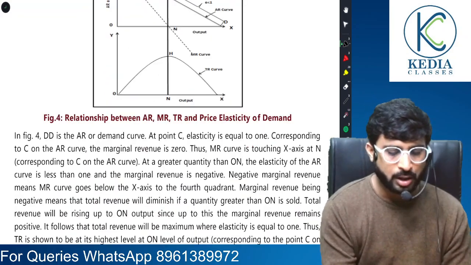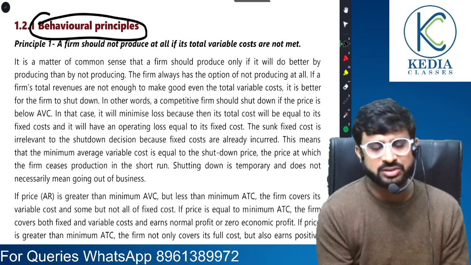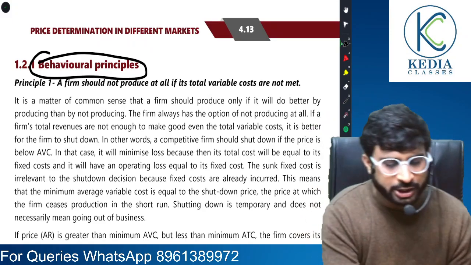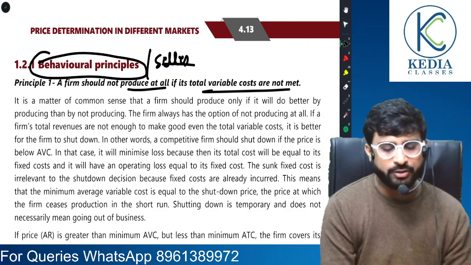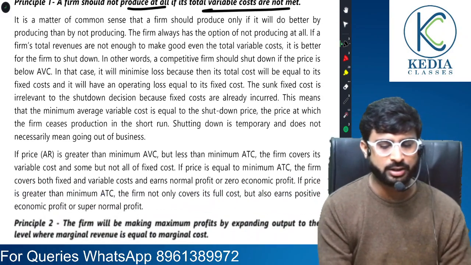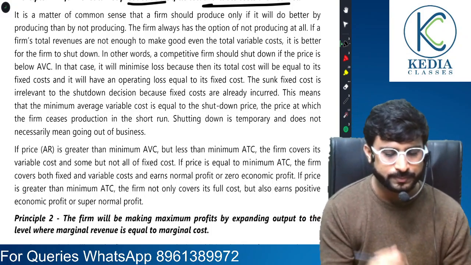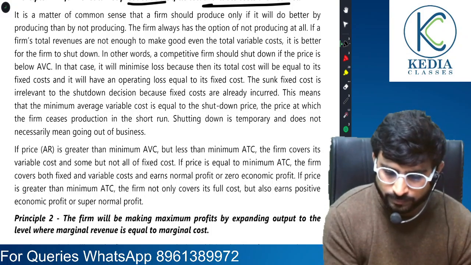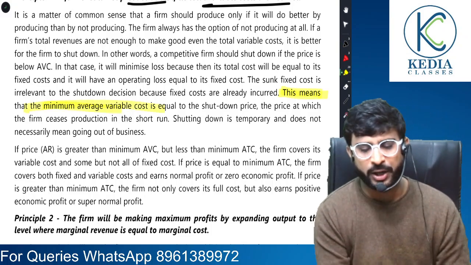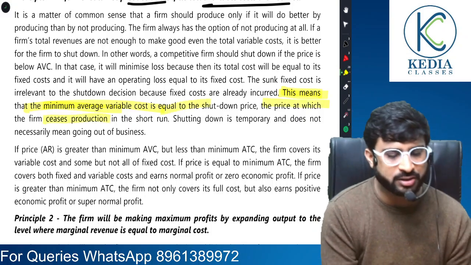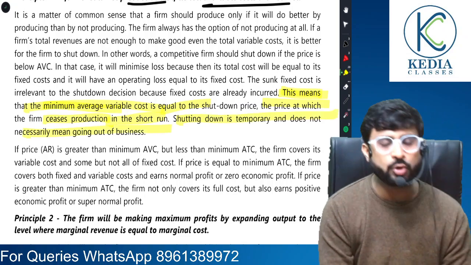Moving on, friends. Behavioral principles. It is from the seller's point of view, right? A firm should not produce at all if total variable costs are not met. This means minimum average variable cost is equal to shutdown price, the price at which the firm ceases production in the short run. The price at which shutting down is temporary and does not necessarily mean going out of business.